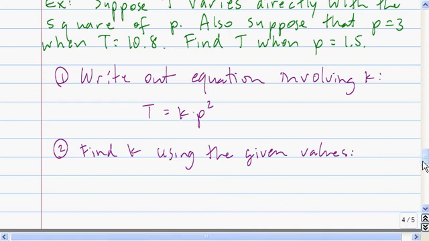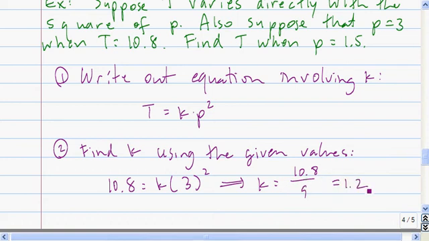All right, so because if I tried to just directly plug in 1.5 for p here, then I'm still going to have a k left. So I need to find out what k is. So we'll plug in the 10.8 for t and the 3 for p. And then we find that k is 10.8 over 3 squared, which is 9, and that's equal to 1.2.